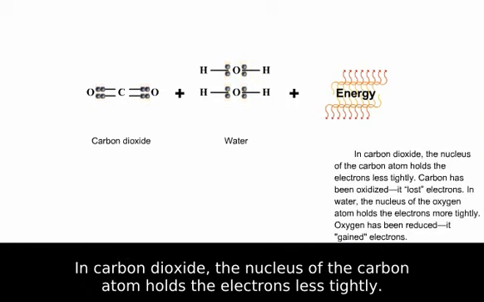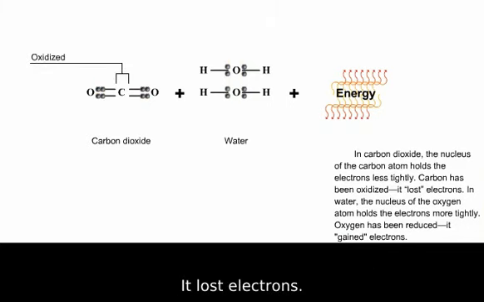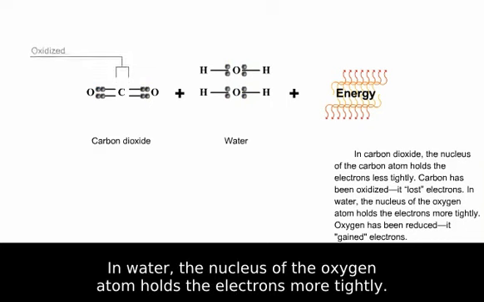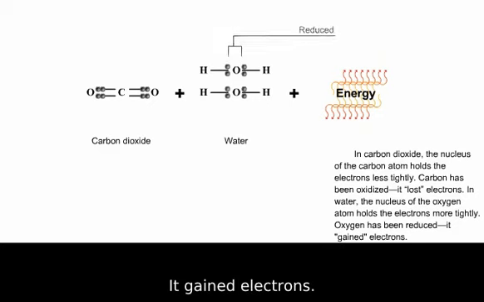In carbon dioxide, the nucleus of the carbon atom holds the electrons less tightly. Carbon has been oxidized. It lost electrons. In water, the nucleus of the oxygen atom holds the electrons more tightly. Oxygen has been reduced. It gained electrons.